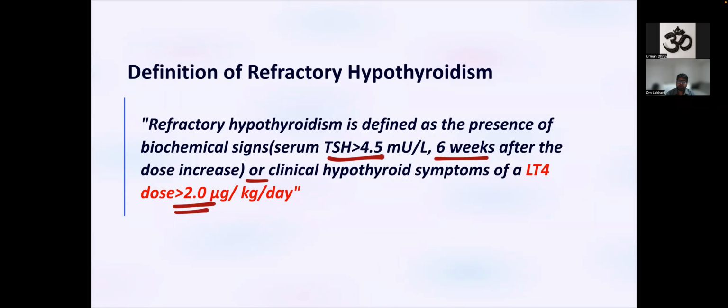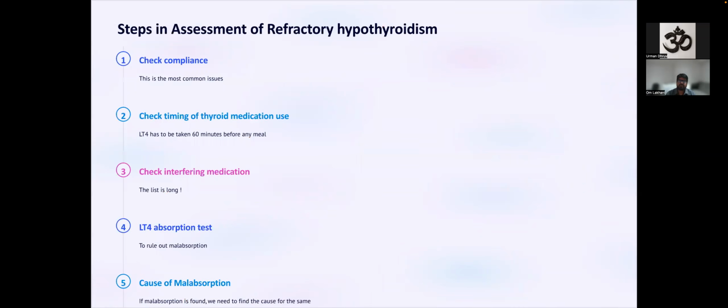So this patient, you can see her levothyroxine requirement is 2.6 microgram, which fits her into the category of refractory hypothyroidism. Now, I'm sure all of you in your clinical practice would have seen such a patient. So what are the steps in assessment of a patient with refractory hypothyroidism?